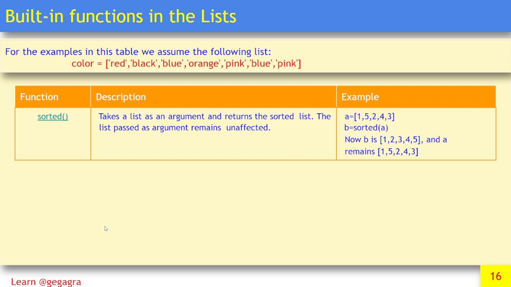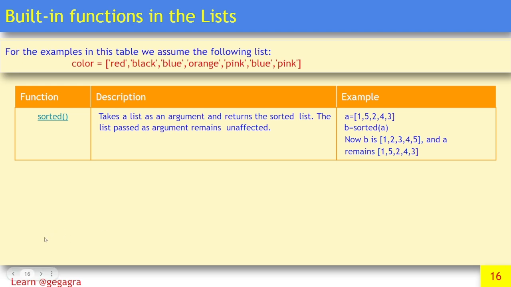As you see here, A is equal to 1, 5, 2, 4, 3, so this is the original list. When I apply B is equal to sorted of A, it means the list A is sorted and the sorted values are stored in list B. So when you print these two lists, B will display 1 2 3 4 5, which is sorted, and if you print A, it will show you the original list. Let's move to Colab once again so that I can show you the result.